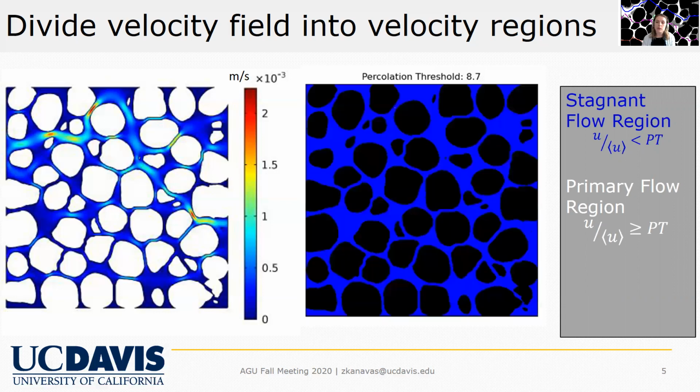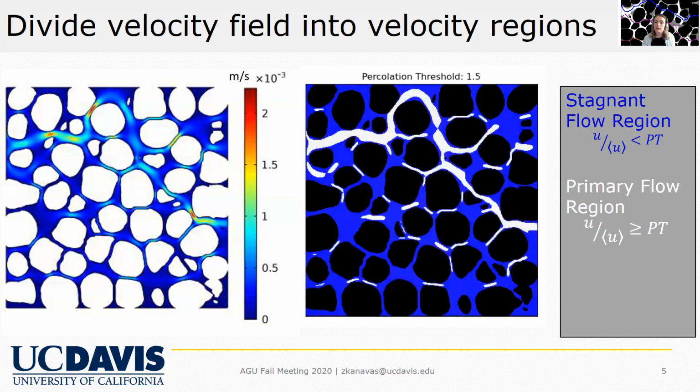We initially set this percolation threshold to be at the sample's maximum normalized velocity. For this example, that is 8.7. At first, this classifies the entire pore space into the stagnant flow region. Then we iteratively lower the percolation threshold value until a continuous path of high velocity is formed, connecting the inlet to outlet. This continuous region is shown in red and is called the percolating path.